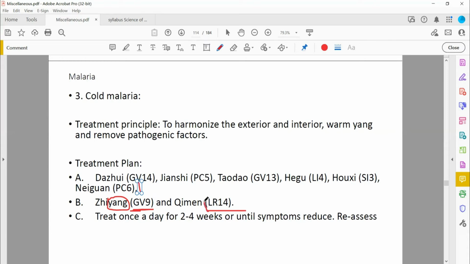And then liver 14, the exact point for the liver. Yeah, that's for harmonizing, right? Harmonize. Fever, gallbladder, right? Shaoyang, they use liver 14 to harmonize.